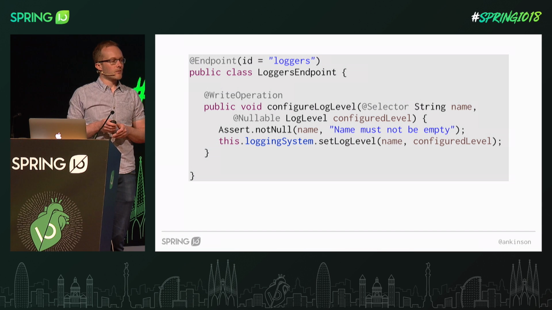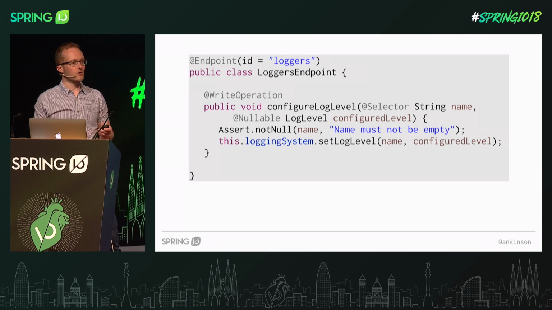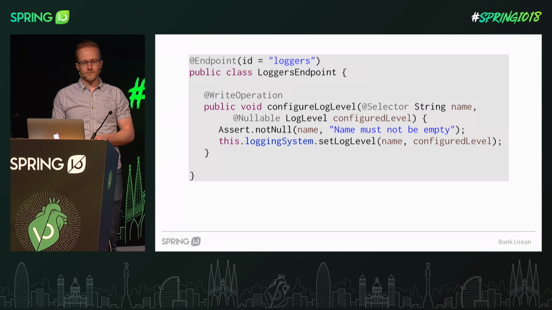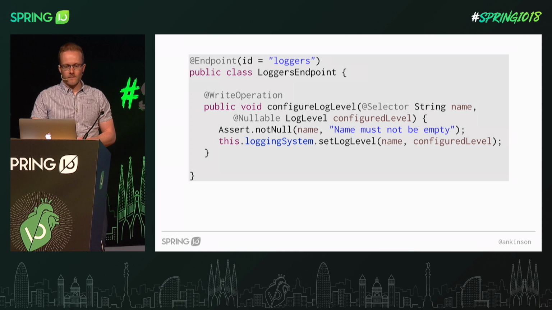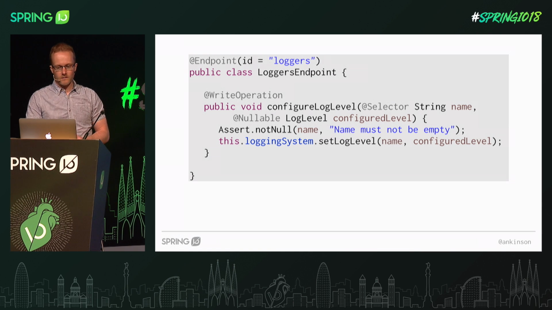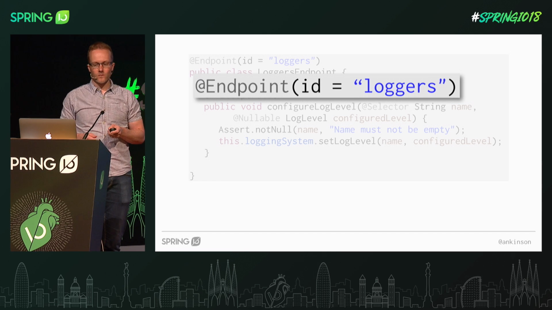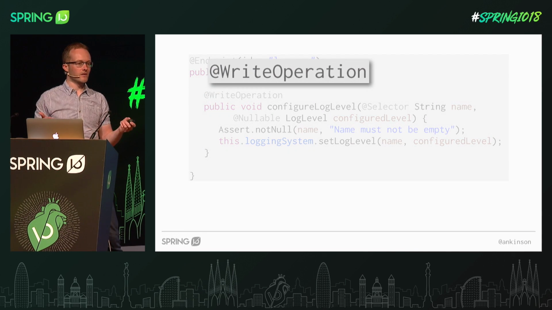Going to switch focus now to the loggers endpoint, because this one has a write operation on it, which the sessions endpoint doesn't. So a write operation lets you make a change, lets you pass information into the actuator to change something. Right, so again, the endpoint ID, we have loggers in the ID, which will affect the URL. This time we have a write operation.